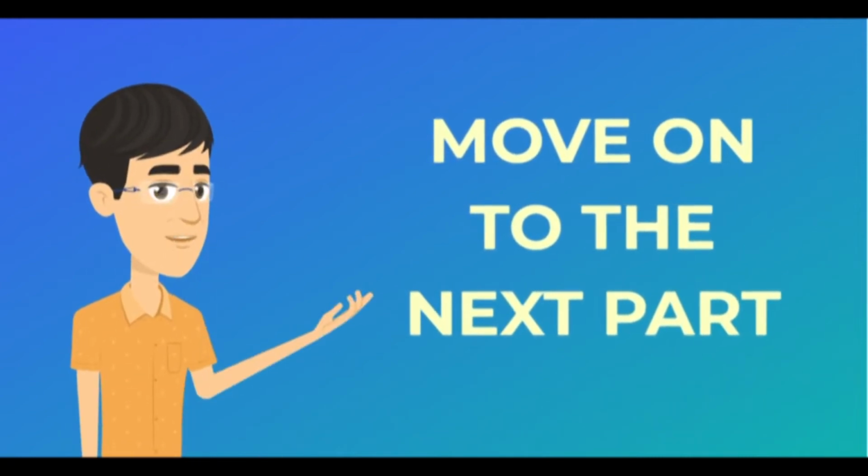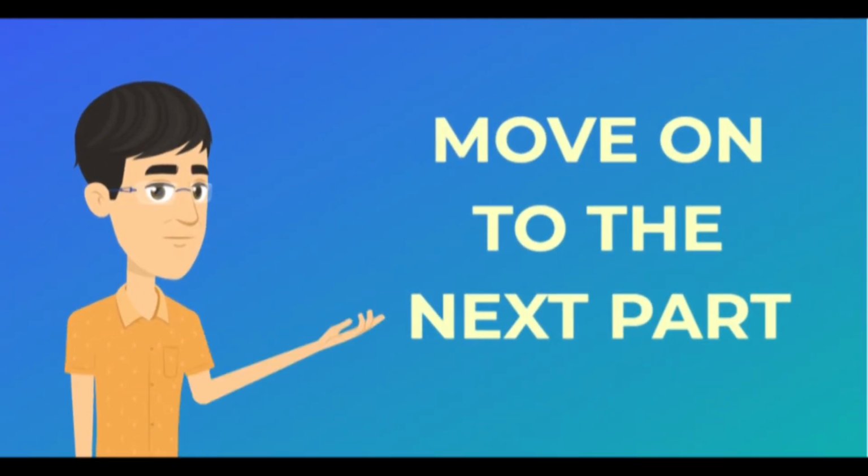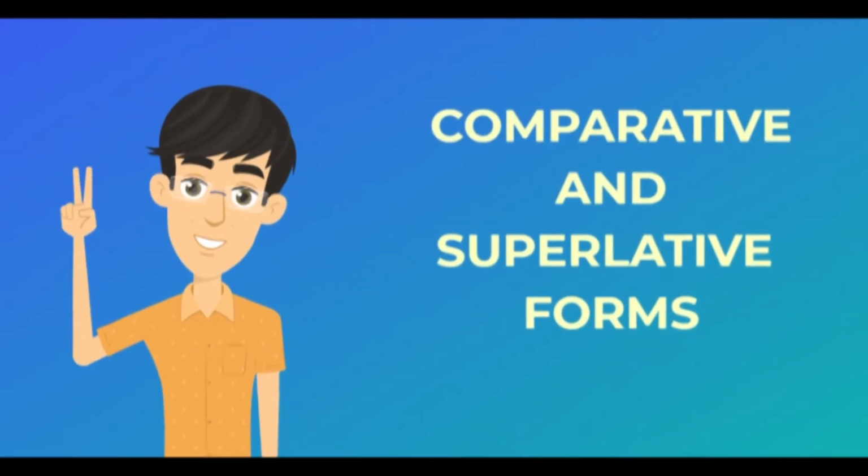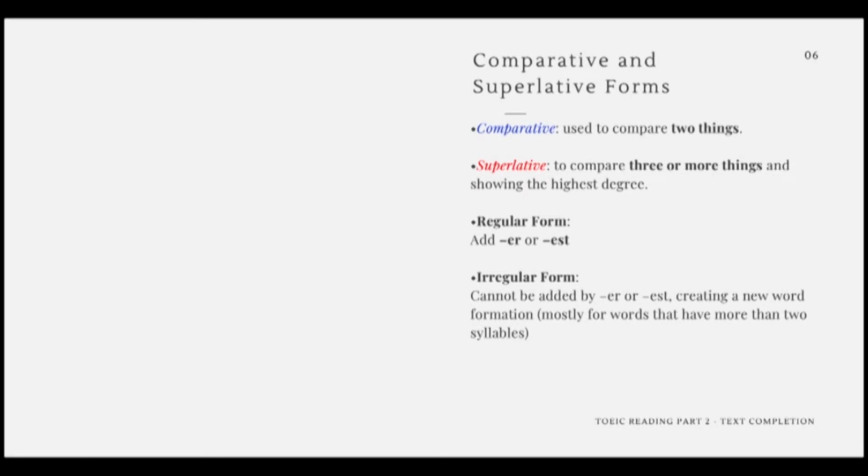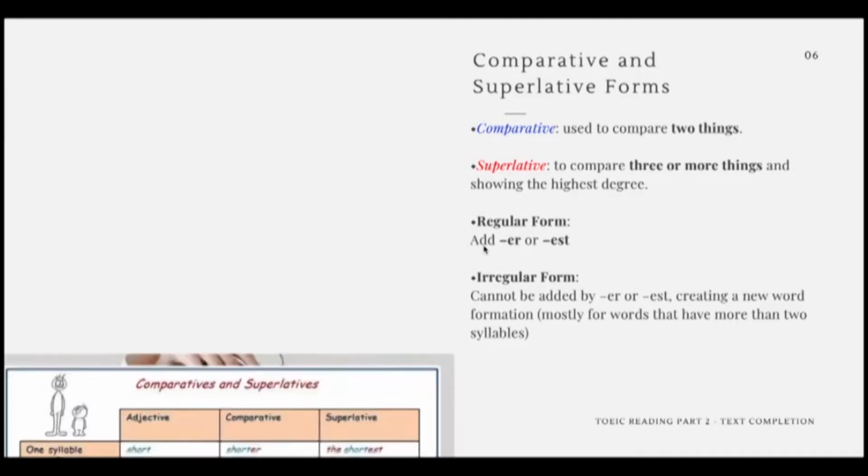If so, then we will move on to the next part, and that is what we call superlative and comparative forms. So comparative form is used to compare two things. Superlative compares three or more things and shows the highest degree. The example would be this one.